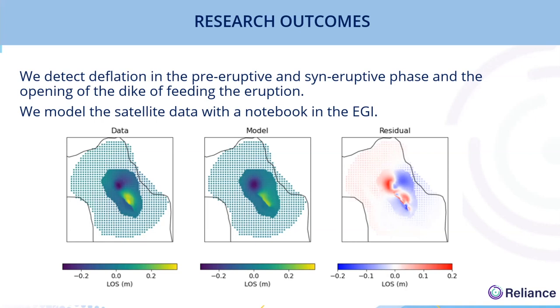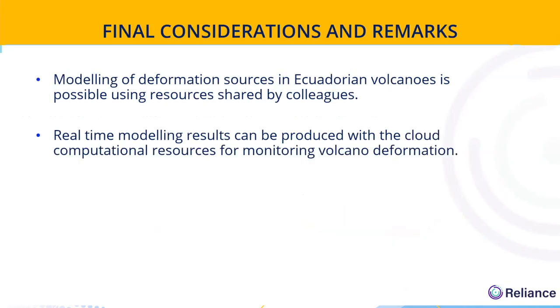The blue color is the deflation after the eruption. It's going to be related to the eruption. And the yellow is some region with inflation. On the right, we see the residual that indicates a difference between the real, the observed data, and the model. We have a minor difference.